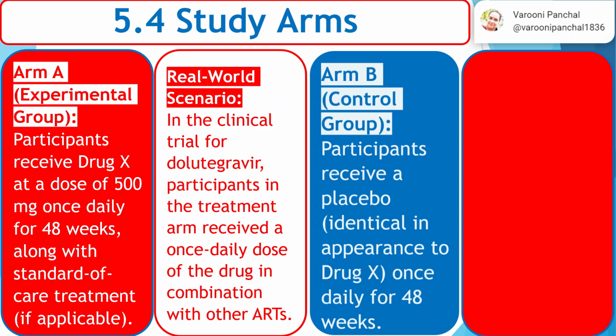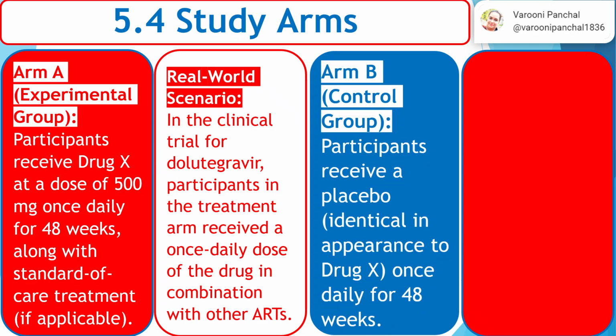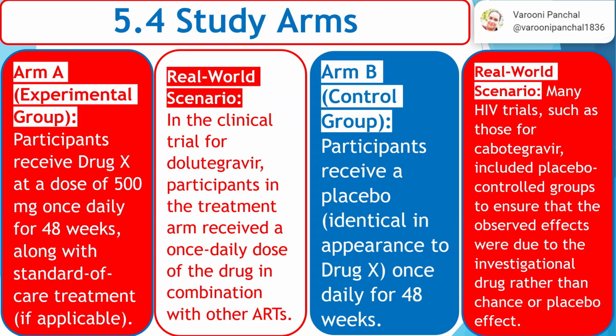Arm B. Control group. Participants receive a placebo, identical in appearance to drug X, once daily for 48 weeks. Real-world scenario. Many HIV trials, such as those for cabotegravir, included placebo-controlled groups to ensure that the observed effects were due to the investigational drug rather than chance or placebo effect.